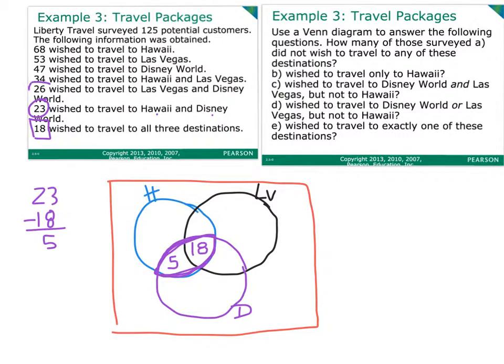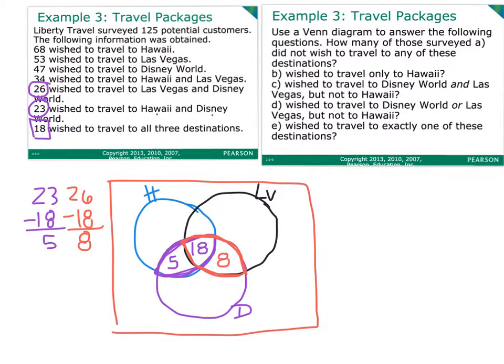Next, they tell us that 26 people wished to travel to Las Vegas and Disney. Okay, well, Las Vegas and Disney is going to be this wedge right here, and that also includes the middle triple region. So you're going to have to take the 26 that they listed and deduct the 18 that's in the middle, and that's going to give you 8 people that go in the Las Vegas and Disney only.